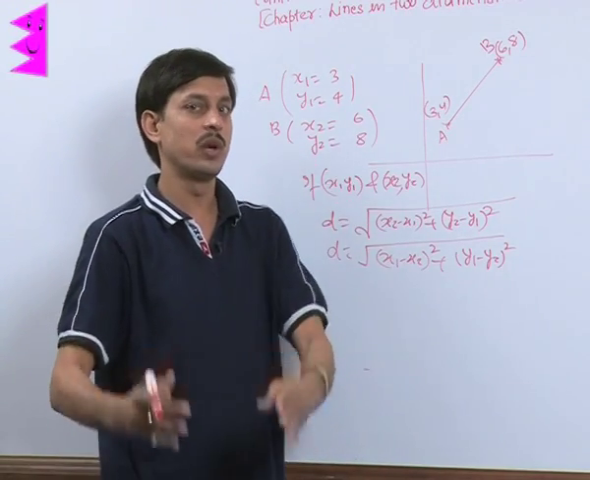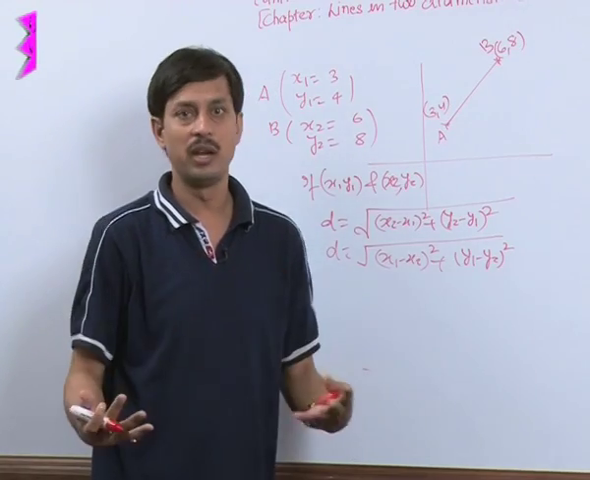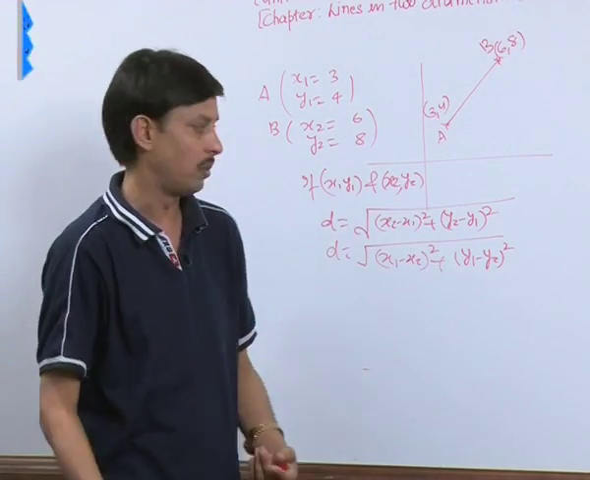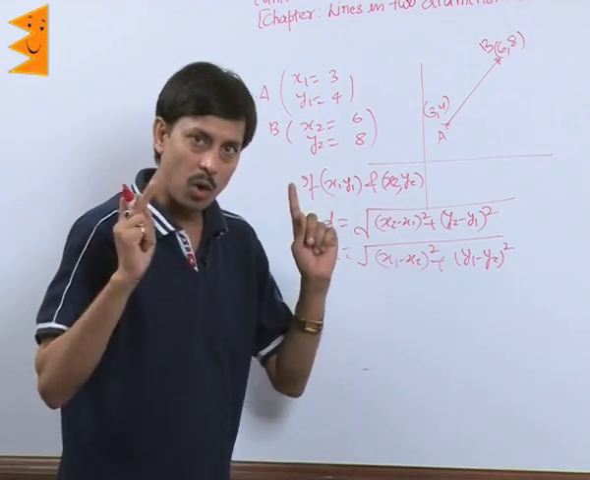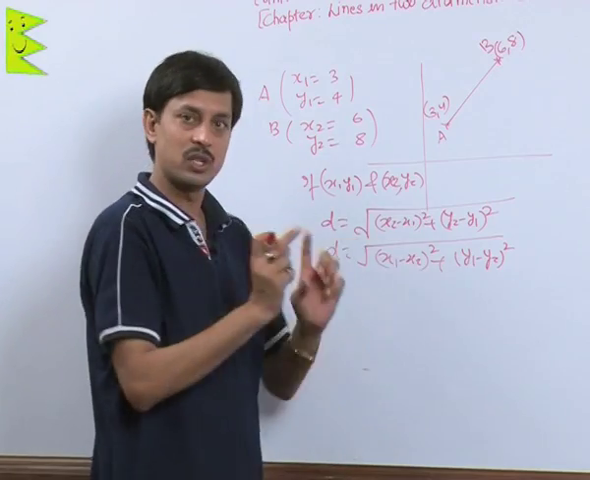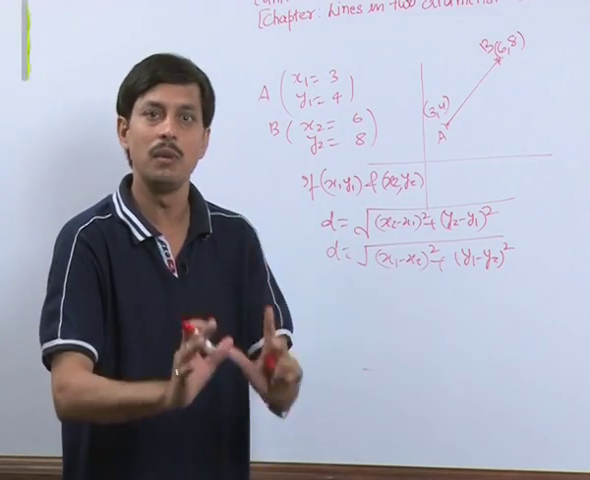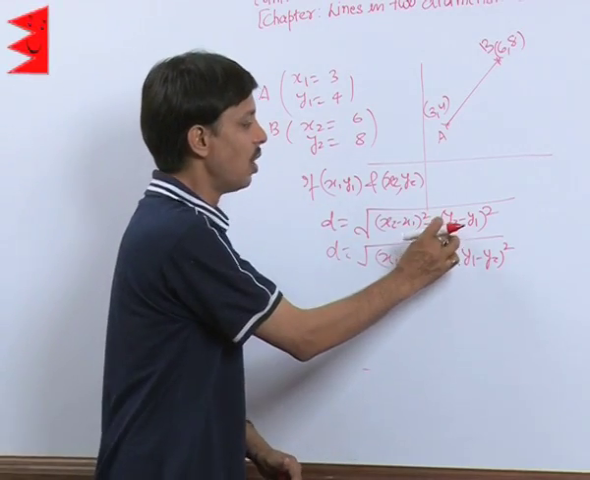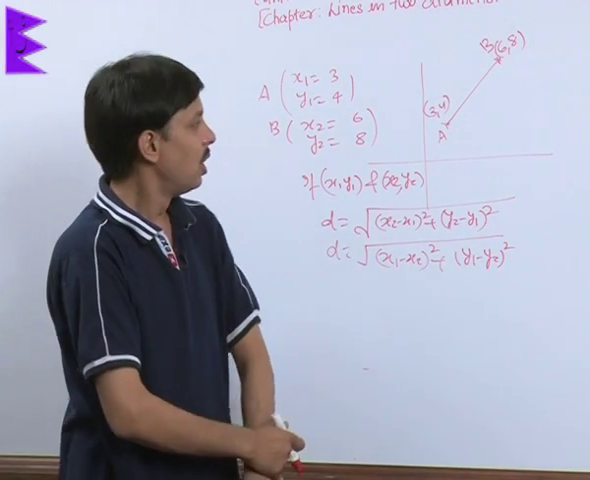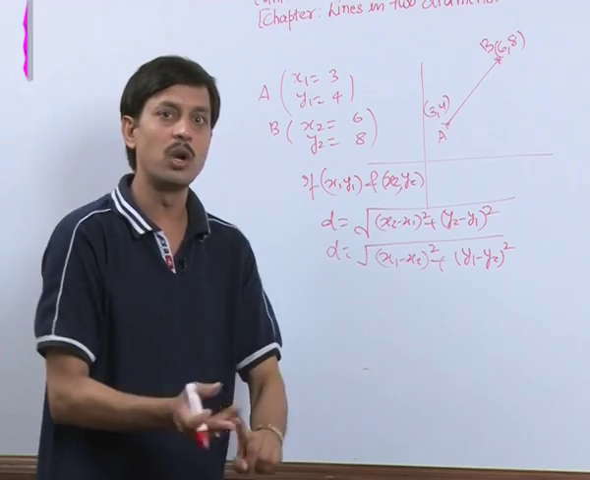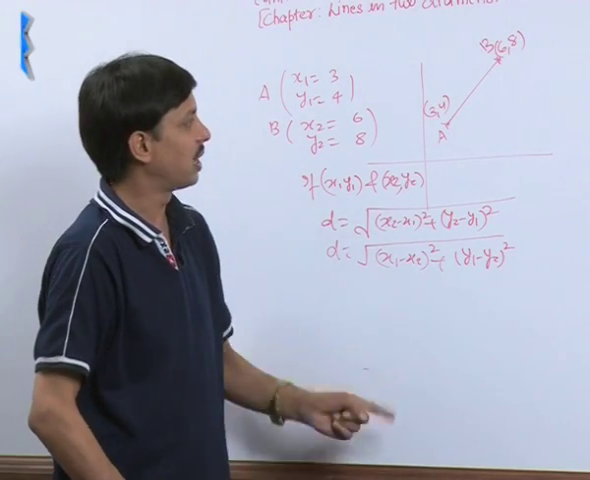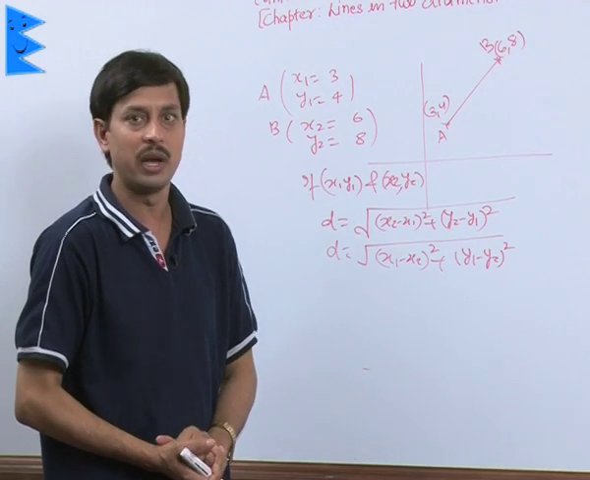(a minus b) whole square is a square plus b square minus 2ab. (b minus a) whole square is b square plus a square minus 2ab. Similarly, you should always remember that writing (x2 minus x1) or (x1 minus x2) in whole square has the same result. Similarly, (y2 minus y1) whole square or (y1 minus y2) whole square. So our question is, we want to calculate the distance between the points A and B whose coordinates are given by 3, 4 and 6, 8.